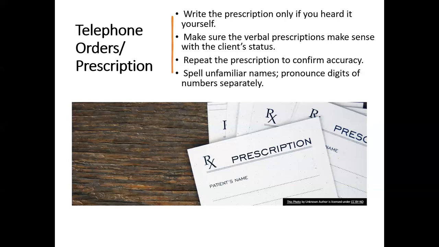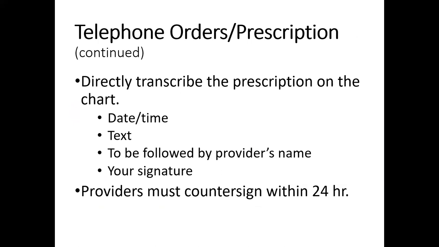Again, repeat it for accuracy, spell unfamiliar names, and pronounce the digits separately. So you want 10, right? And that's just going to help to make sure that errors don't occur. Most hospitals are pulling away from them, but they still have them. And again, telephone orders, because they can happen. You want to make sure that you document the date, the time, the text, the provider's name, you sign it, and they have to co-sign it within 24 hours.